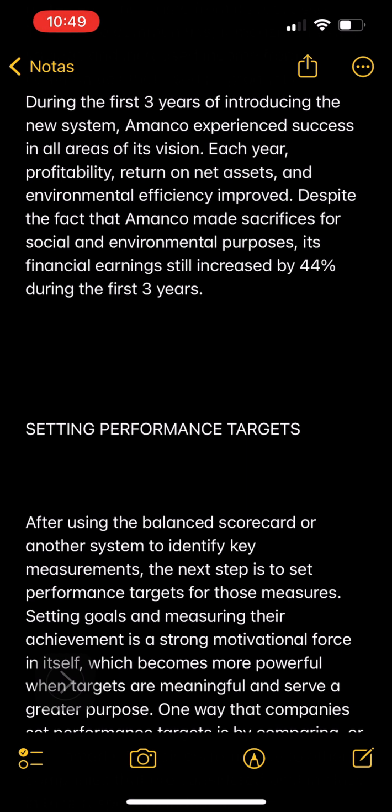After using the balanced scorecard or another system to identify key measurements, the next step is to set performance targets for those measures. Setting goals and measuring their achievement is a strong motivational force in itself, which becomes more powerful when targets are meaningful and serve a greater purpose.